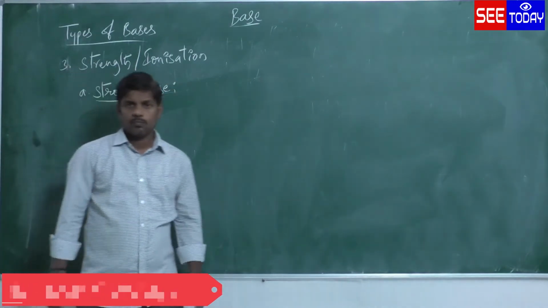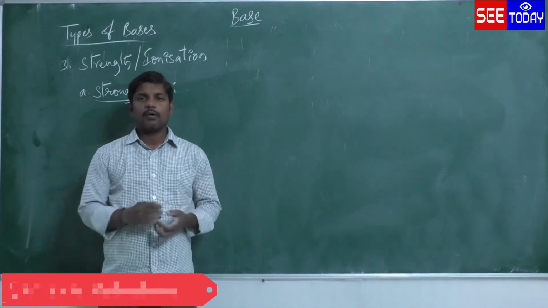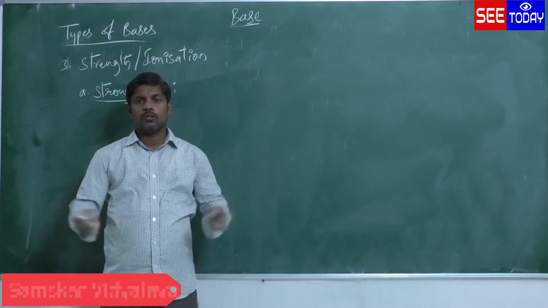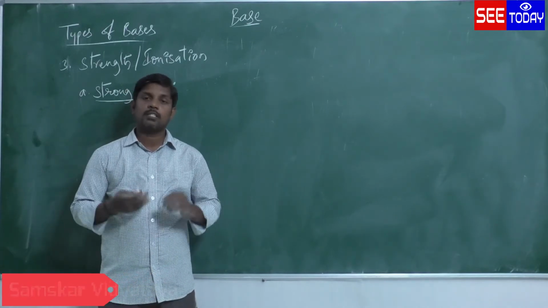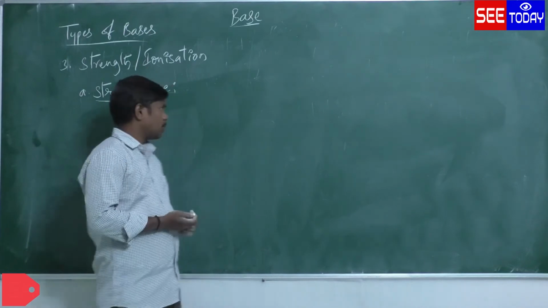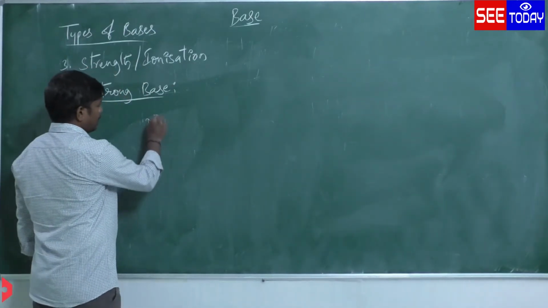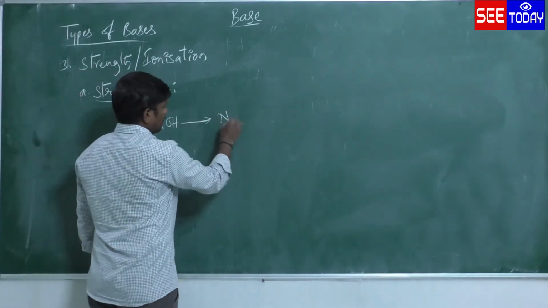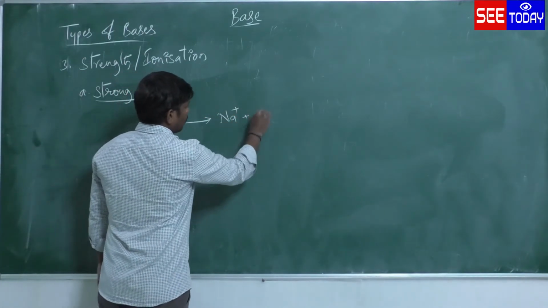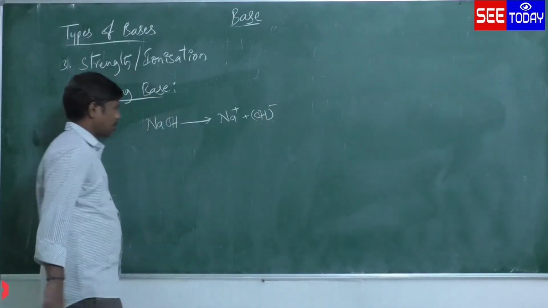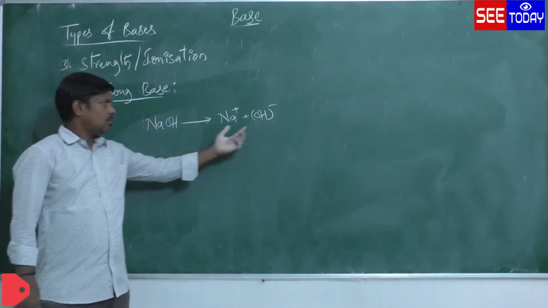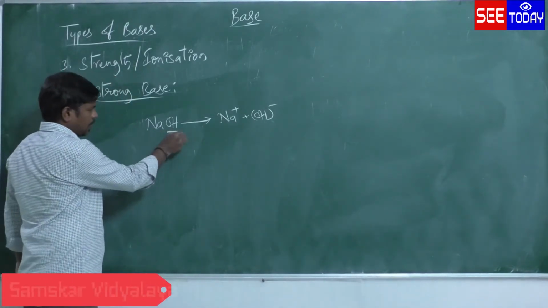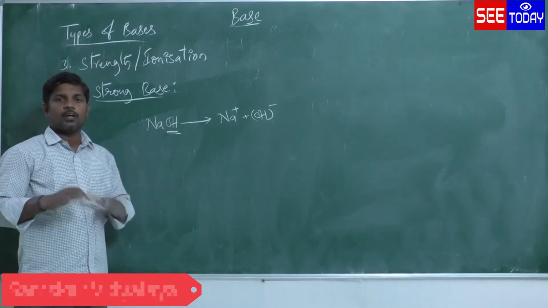Let us suppose whatever the amount of bases that we have taken, if the total bases are dissociating into its ions, then we can call them strong base. Suppose I have taken NaOH, and this NaOH is dissociating into Na plus and OH minus. One NaOH gives one Na plus and one OH minus. So whatever OHs it has, it is dissociating 100%.